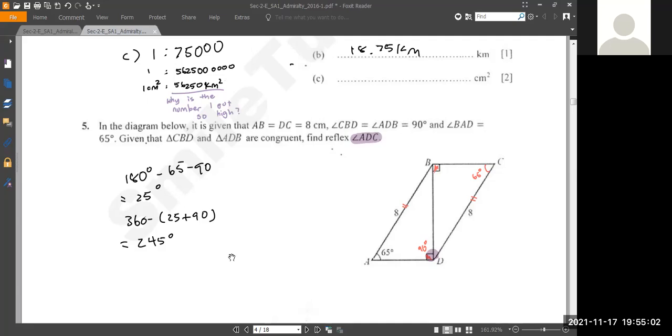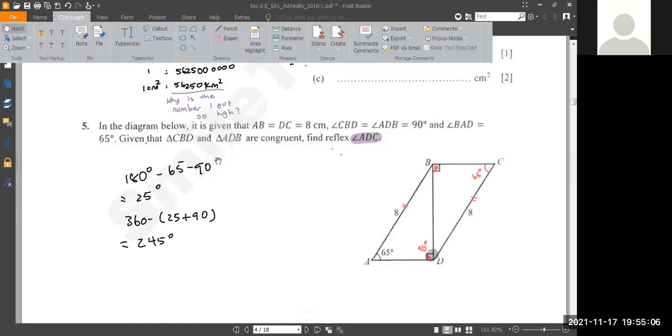Yes. I think you are not so correct. Even though I have not done this question, if I look at this angle ADC, it doesn't look like a 245 angle to me. This one looks obtuse, but not 245. But they say reflex. Oh yeah, you see, very good. So that's why ADC is not more than 180.